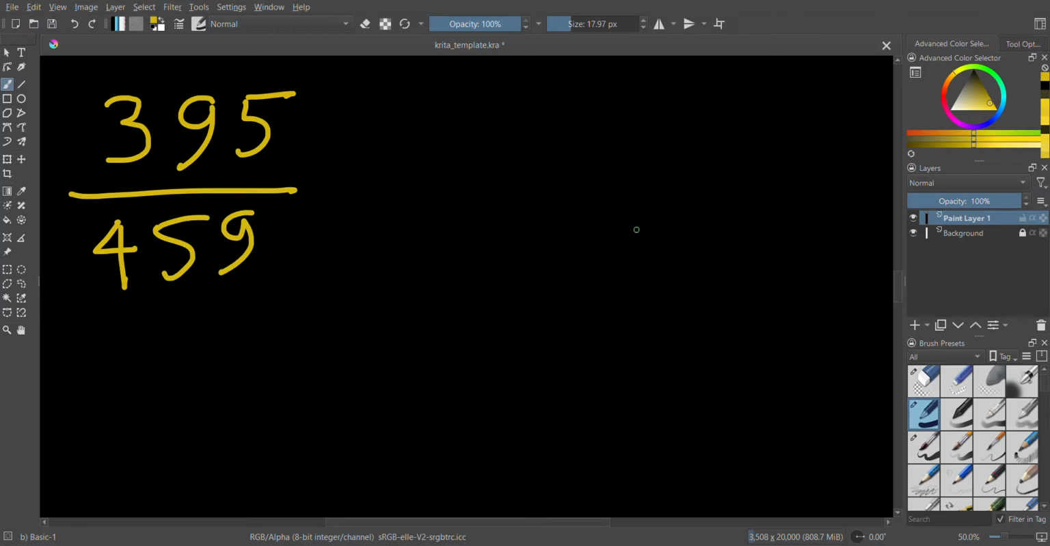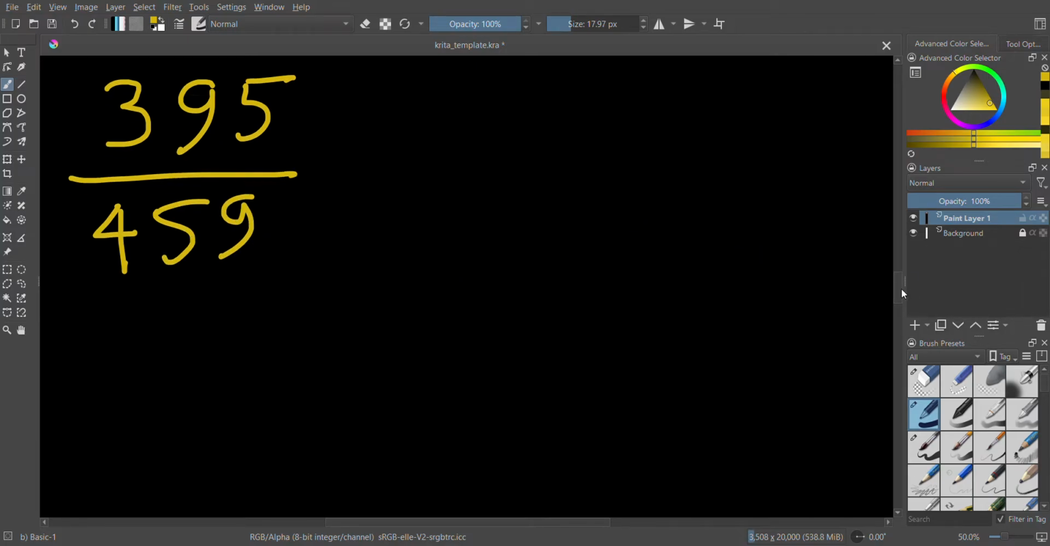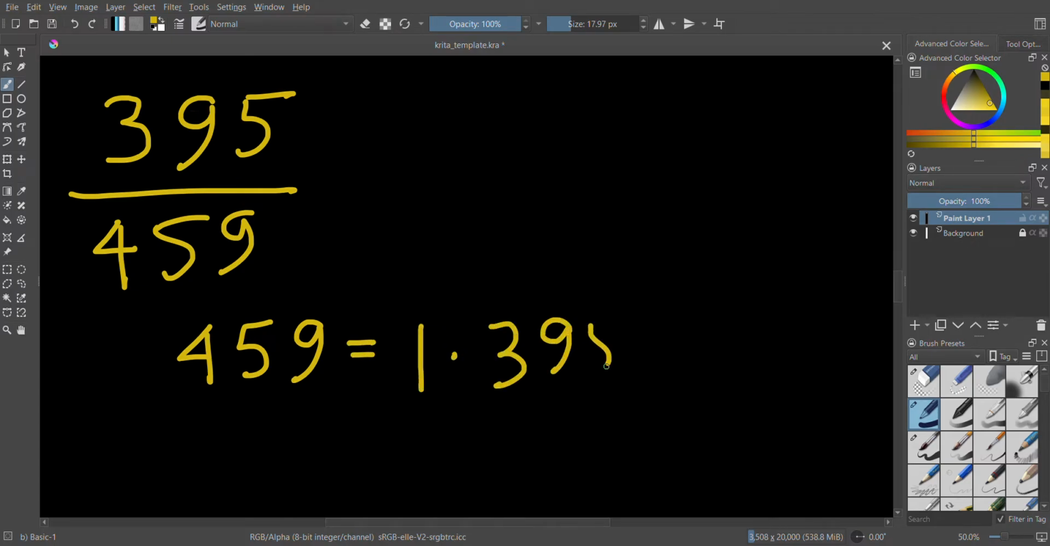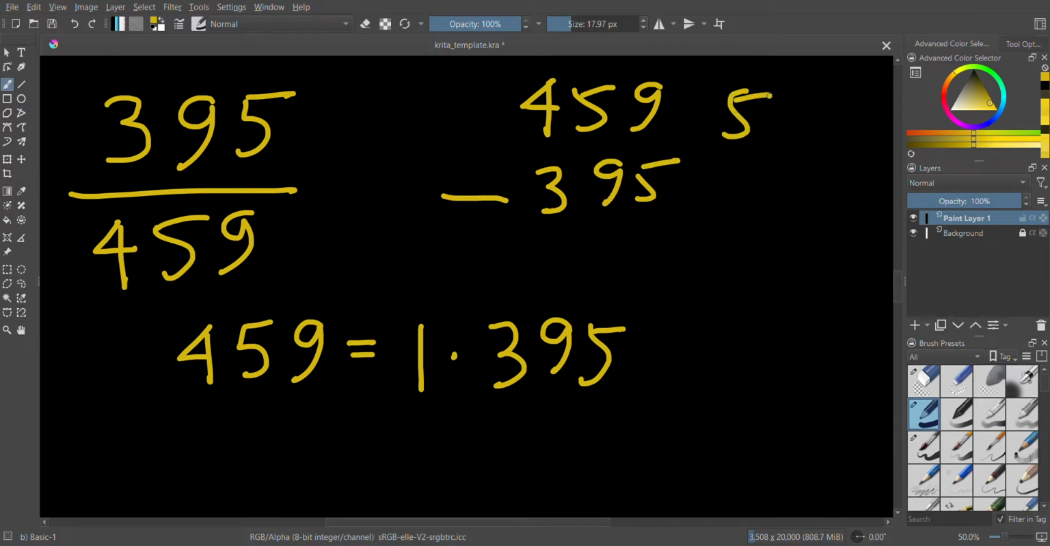Now, the way to do this is by doing an Euclidean algorithm. So you start with 459, and it equals, you can see that it's 395. And then, of course, 459 minus 395 is 59 plus 5, which is 64. Okay.